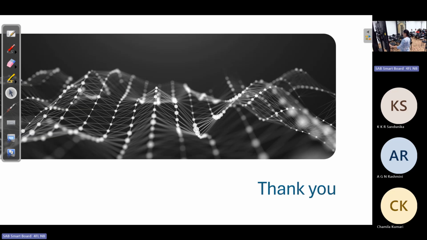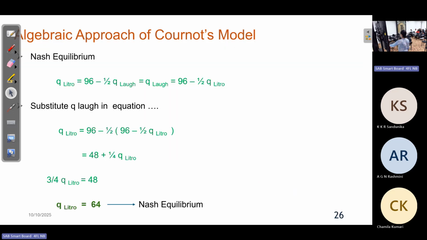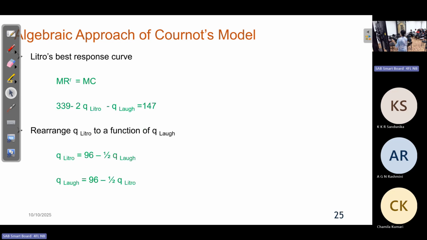So 64 is the Nash equilibrium, we call it the Nash equilibrium or Cournot equilibrium. Now we found it algebraically. This is the algebraic version, the numerical way of finding the Nash equilibrium. Or else we can find the same thing graphically as well.